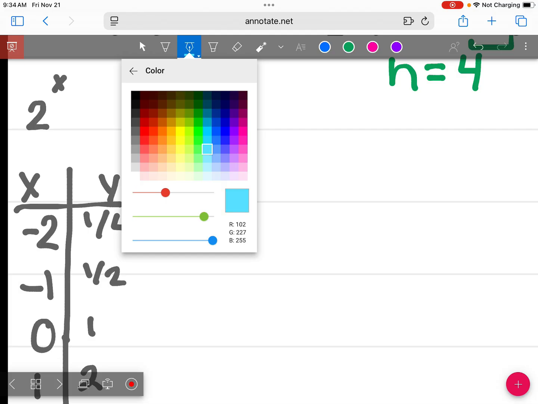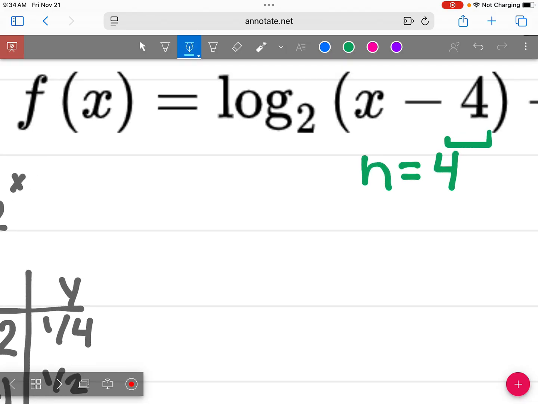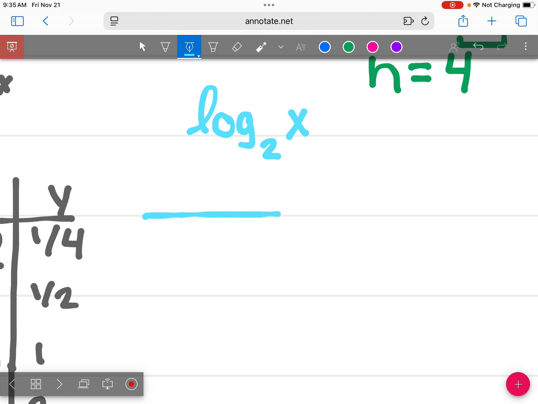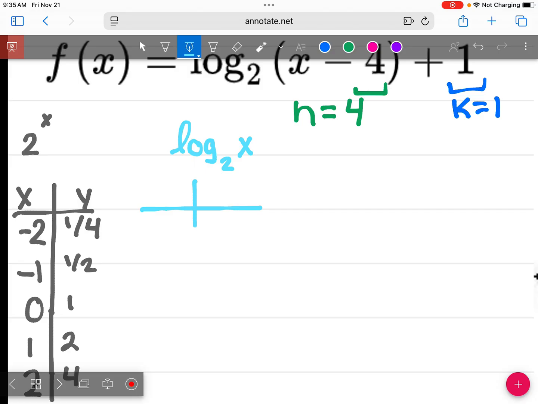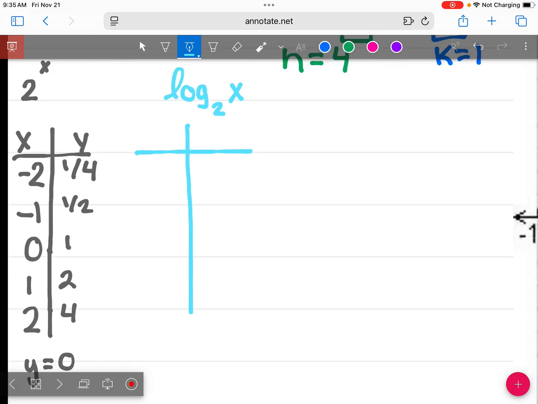So we're also going to grab our parent function for log base 2. This one we are also not going to graph. We're only going to graph our transform function, but we need our log table to be able to do the transformations, because this is the real parent function of our graph. And all we need to do between our 2 to the x and our log base 2 is to take these two columns and switch them.